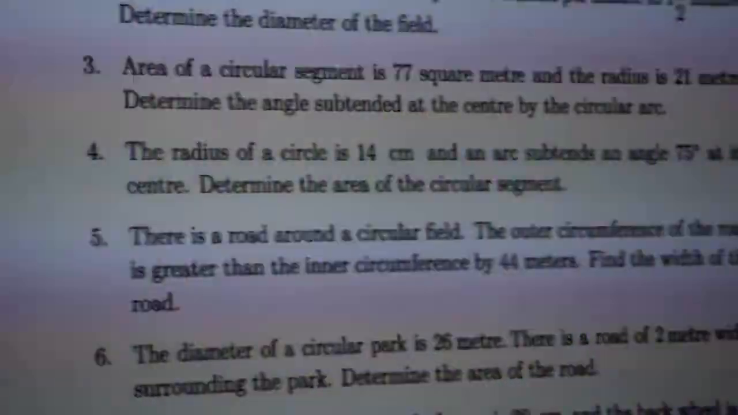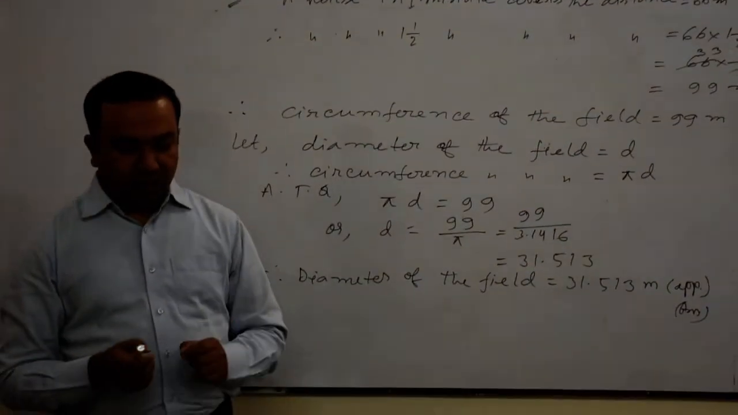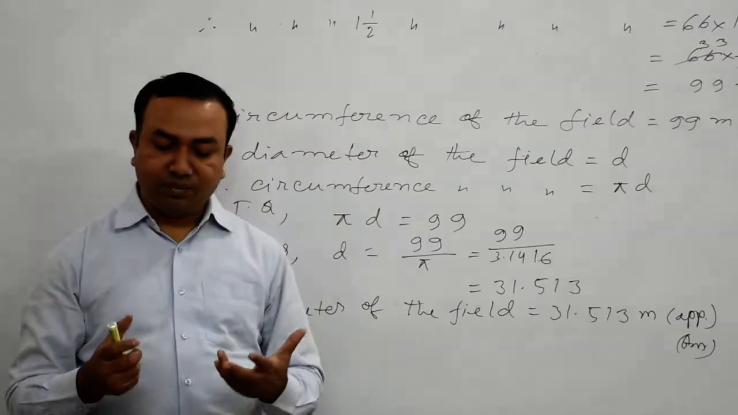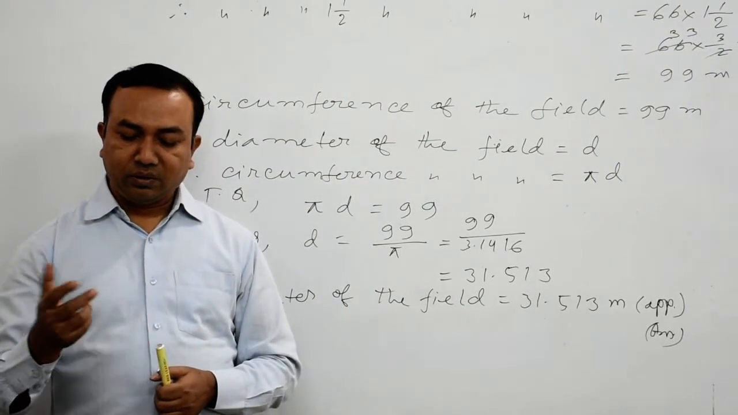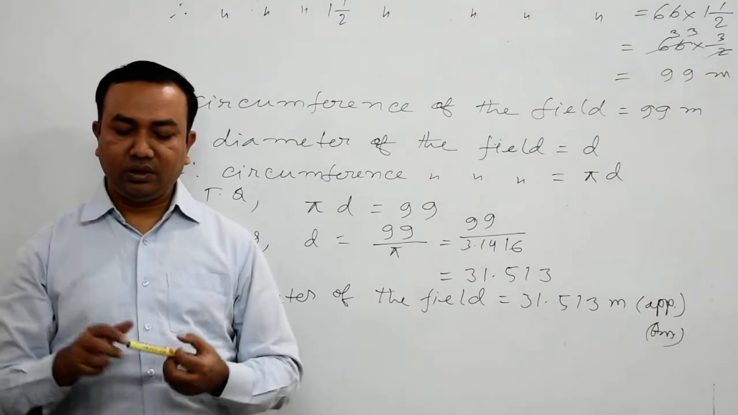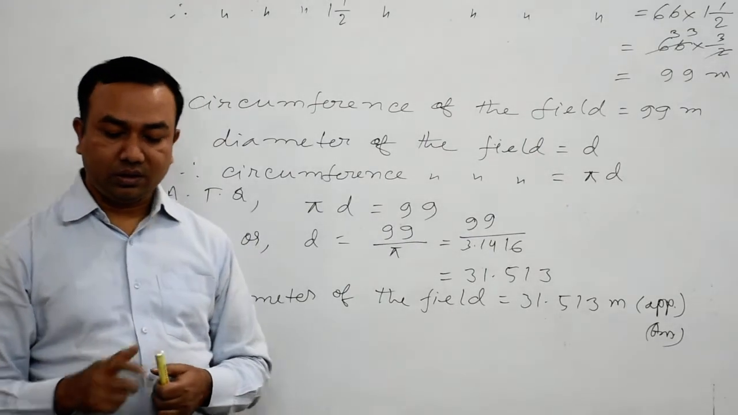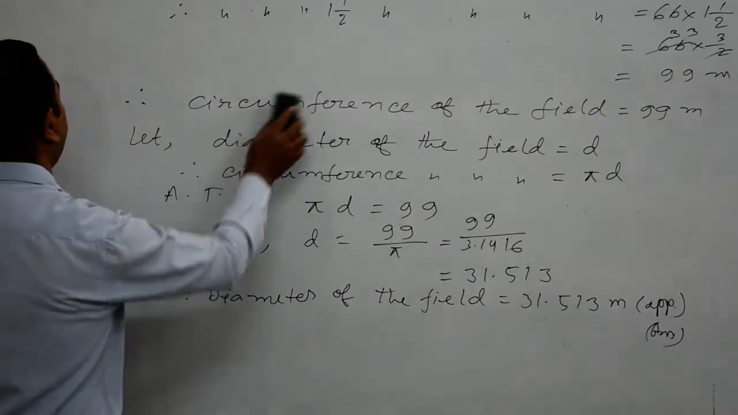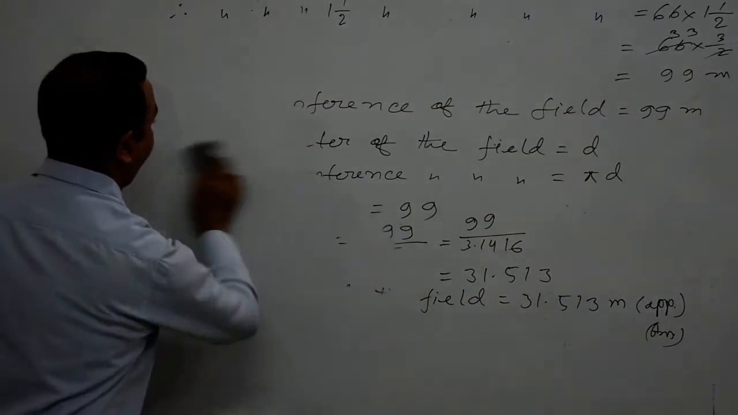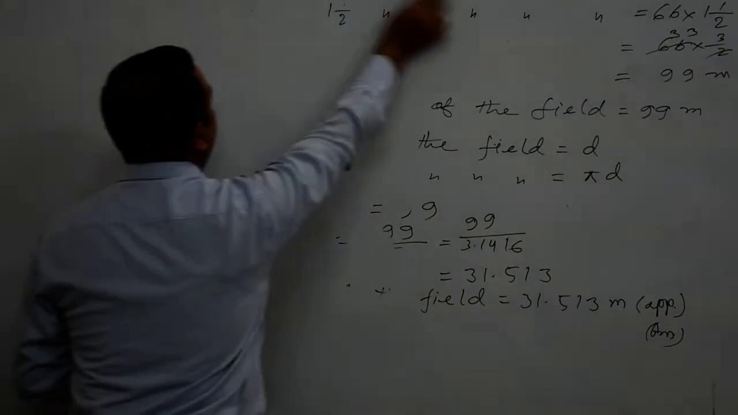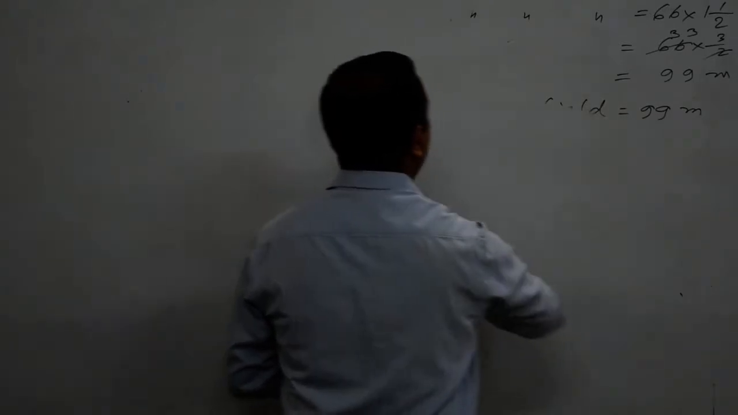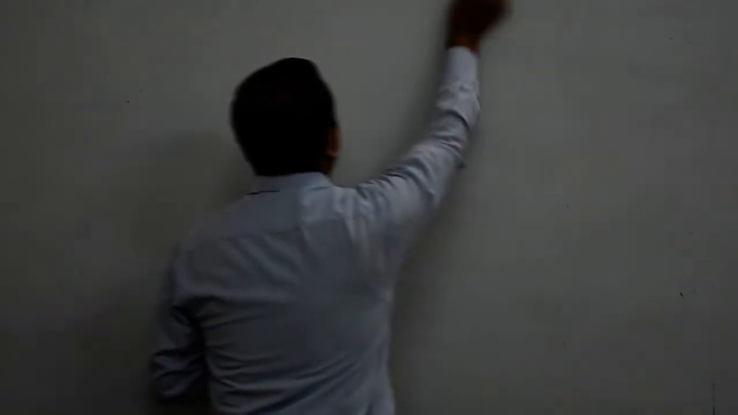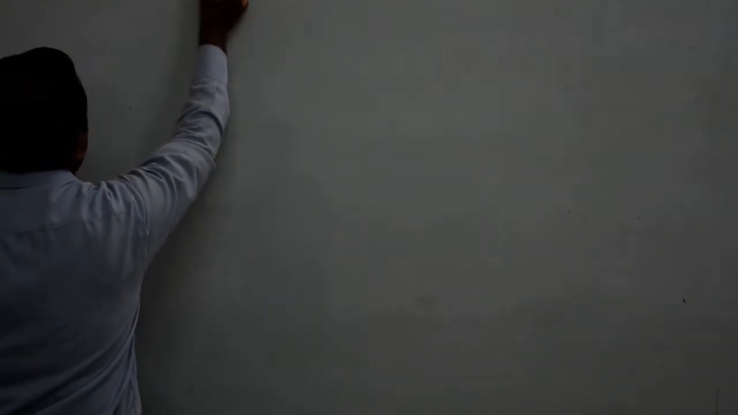Which information is given in this question? The area of the circular segment is given, which you can also call a sector. The radius is also given, but what is wanted is the angle subtended at the center. So at first try to write the given information taken from the question. Again, see the question and try to understand which things are given. As per the question, firstly I am writing the given information here.